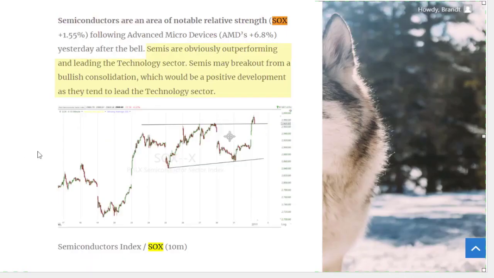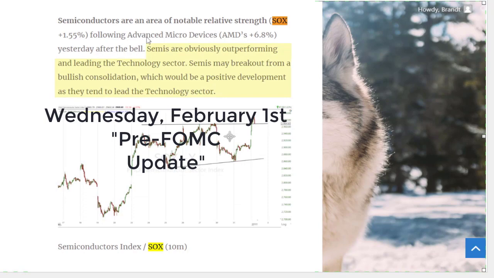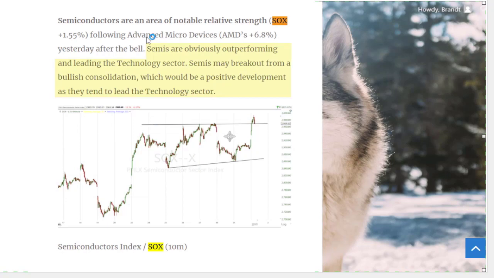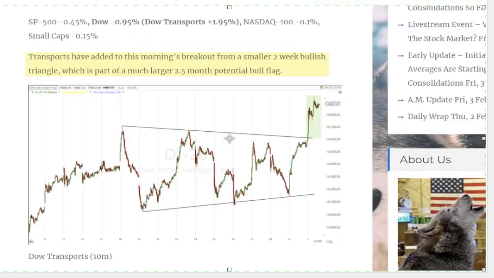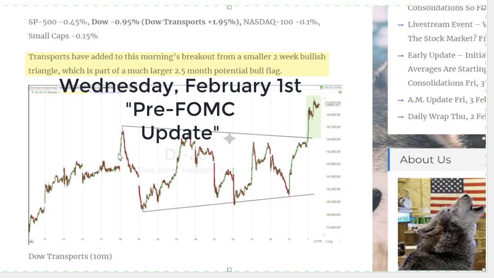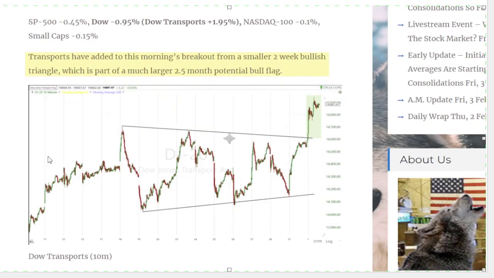Here is right before the FOMC, right before 2 p.m. I'm looking at semiconductors. These are another sector that's very economically sensitive and tends to lead the broader tech sector. So you see semiconductors acting well. Generally speaking, they're going to lead the tech sector if it's more than just a day or so. We can see them breaking out here of another bullish ascending triangle, and this is still pre-FOMC. That's transports again breaking out of this triangle, plus they had a much bigger bull flag on their daily chart.